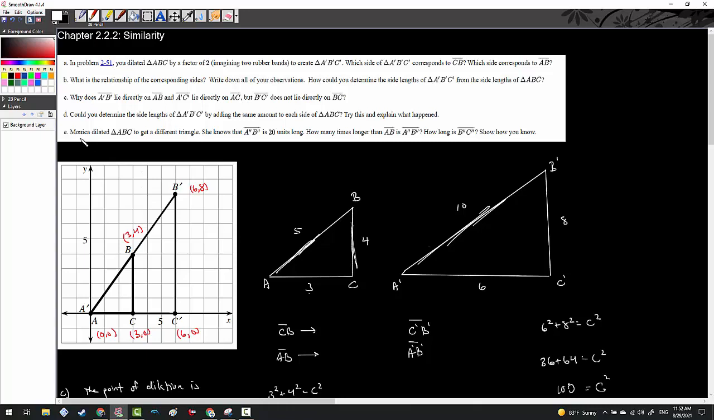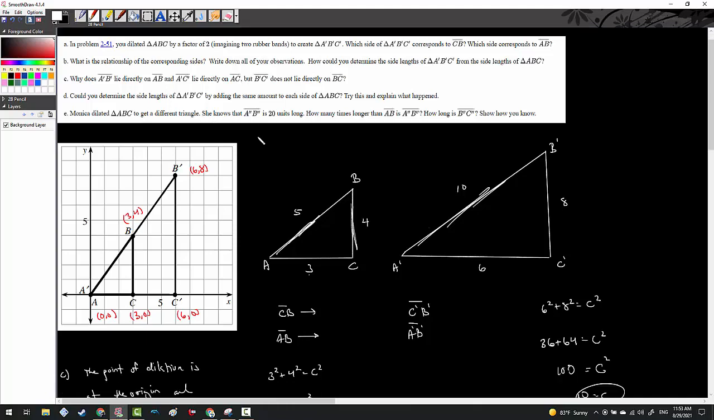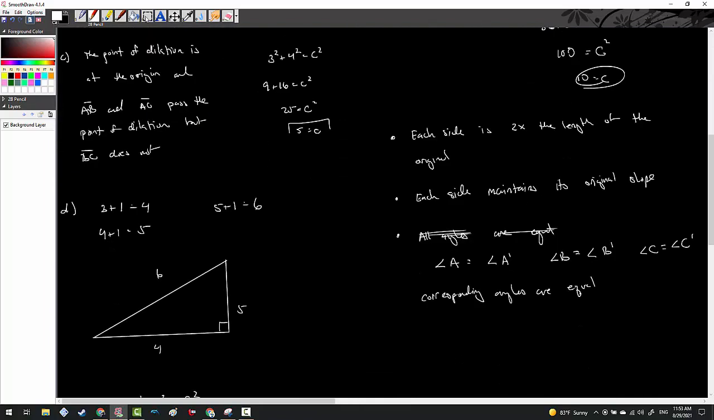So now it says Monica dilated triangle ABC to get a different triangle. She knows that A double prime B double prime is 20 units long. How many times longer is all that stuff? Okay, cool. Let's go ahead and delete this real quick, and I will come back and do it.